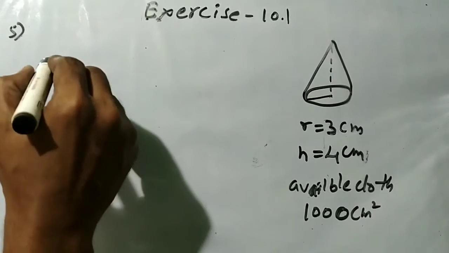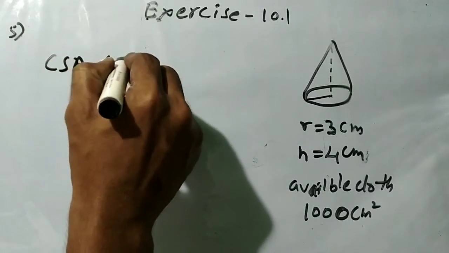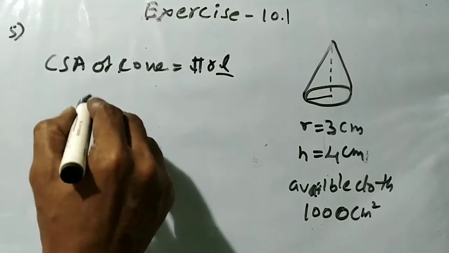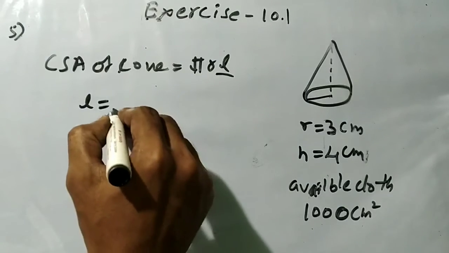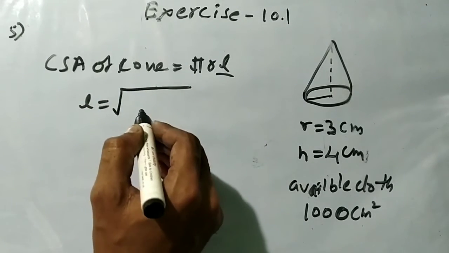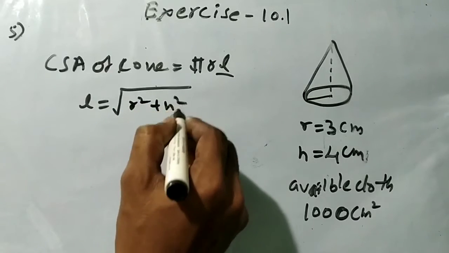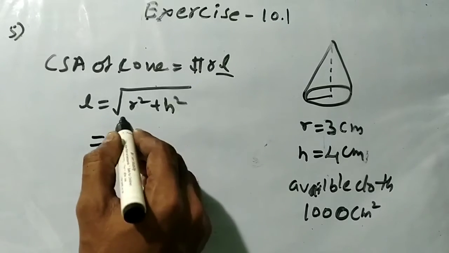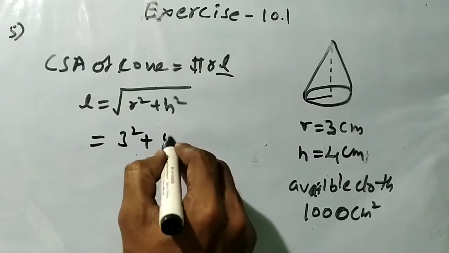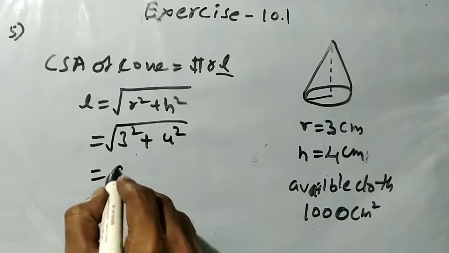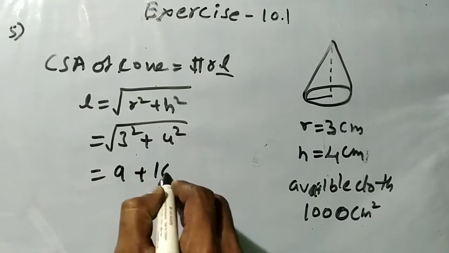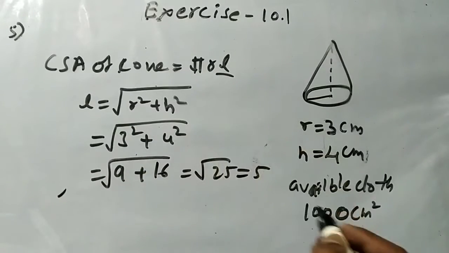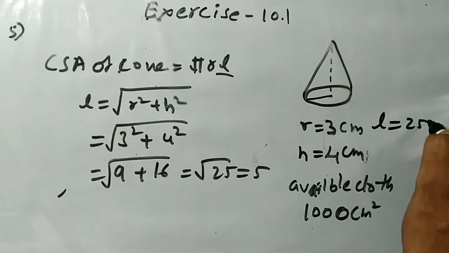Again we have to find the CSA of cone. CSA of cone is pi RL. So we need to find this L. L is nothing but the slant height. Slant height is nothing but under root of R square plus H square. This is like the Pythagoras theorem. I have explained this in the first question, so no need to explain again. So it is under root of 3 square plus 4 square, that is 9 plus 16, which is under root of 25 is equal to 5. So L is equal to 5 centimeters.